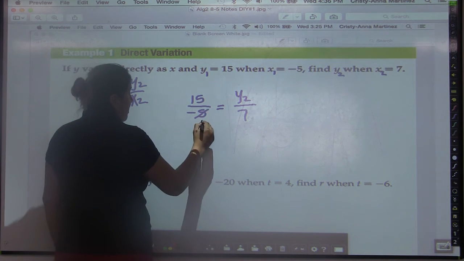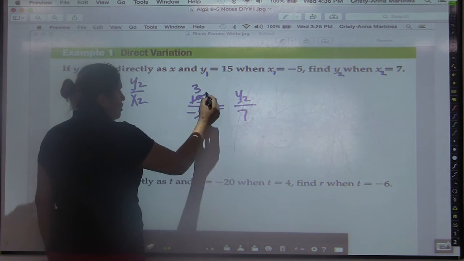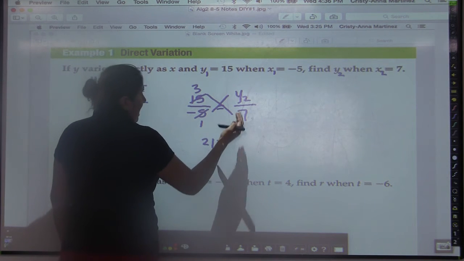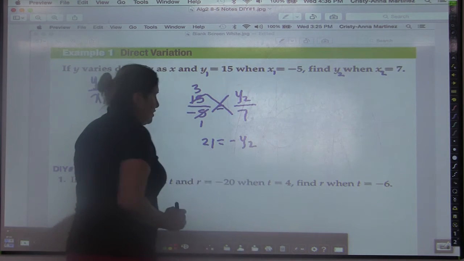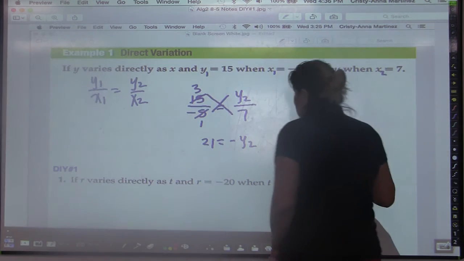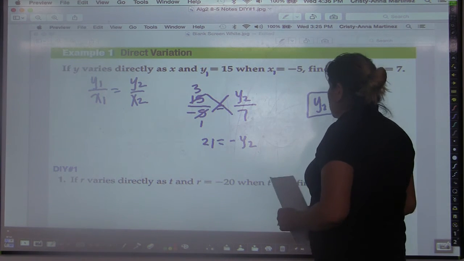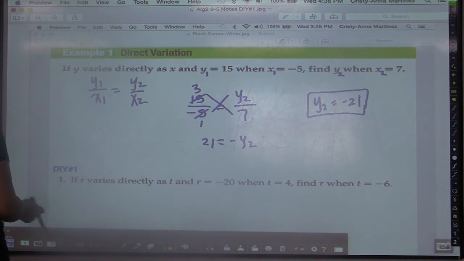So we know that 5 goes into 5 once, 5 goes into 15 3 times, and now we can do the cross multiplication, 7 times 3 being 21, and y2 times -1 being -y2. And so in the end, if you divide both sides by -1, then y2 will equal -21. And just like that, we have found the value of y2, which is what we were being asked to find. So now you can use the same proportion to figure out do-it-yourself number 1.